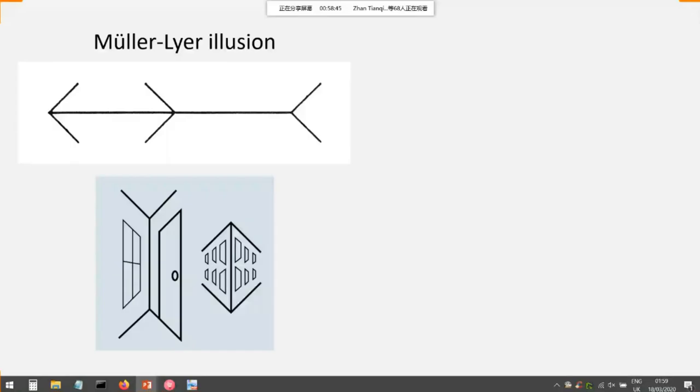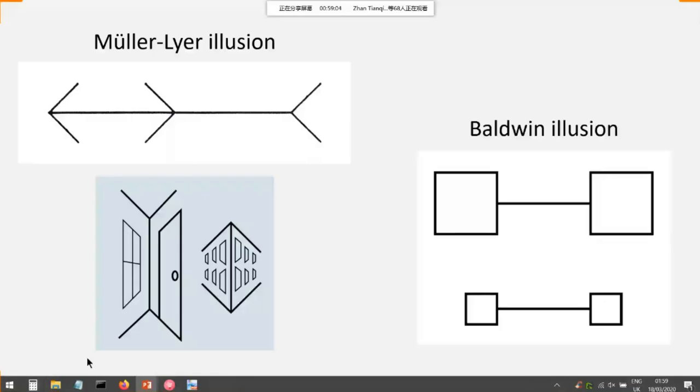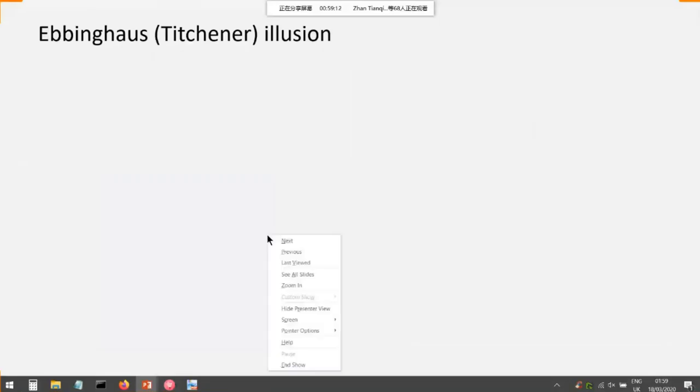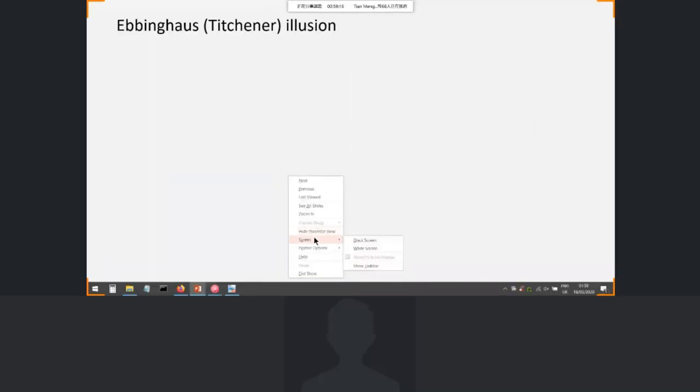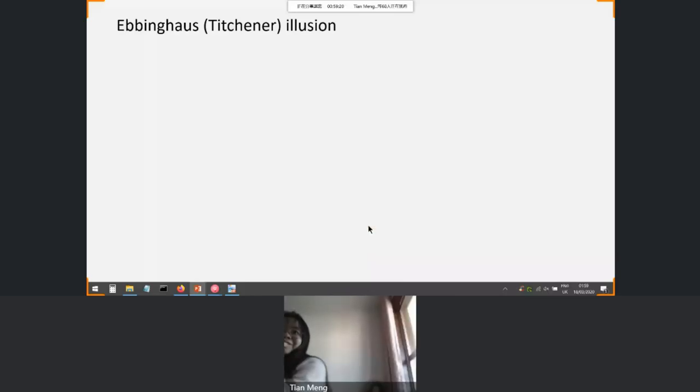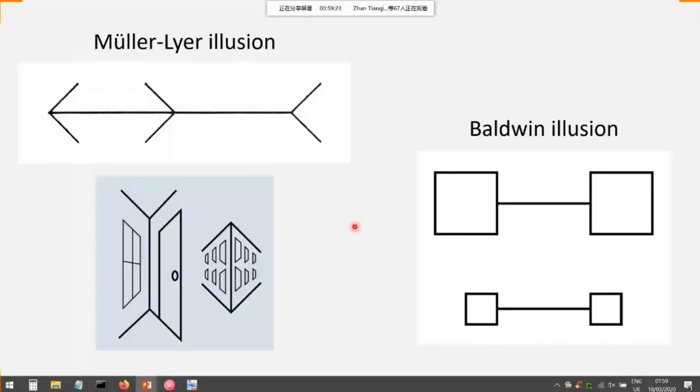The next example, the Müller-Lyer illusion. Maybe you have seen that one. So you have these arrow-like structures, lines with arrow heads. So these two distances here, that one and that one, they are exactly the same. But of course, the illusion works because we think this line is shorter than that one here.